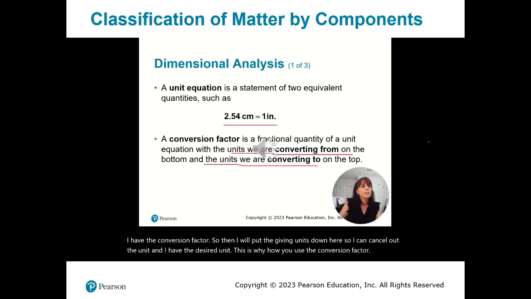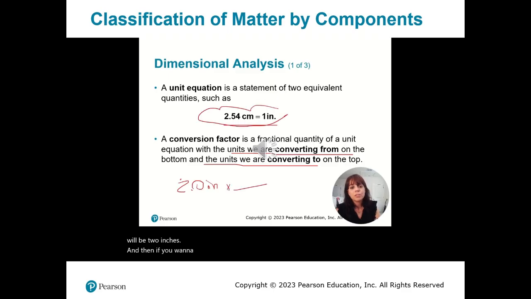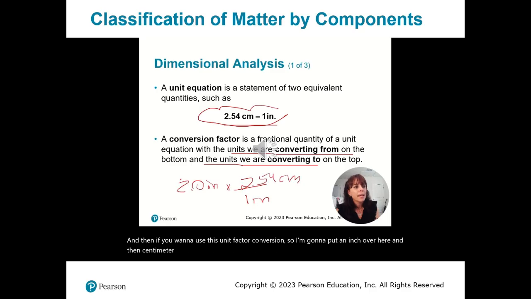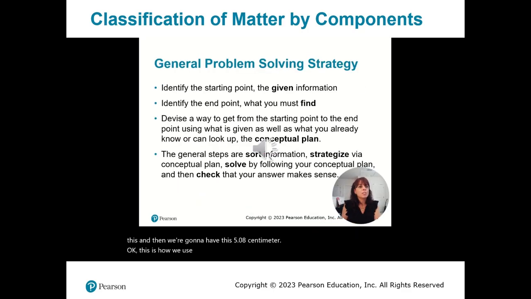In this case over here, imagine if I have 2 inches and I want to convert to centimeters. So the given will be 2 inches. And then if I want to use this unit factor conversion, I'm going to put an inch over here and then centimeter over here. So I can cancel out inch with the inch, and then I will multiply by this. And then we're going to have 5.08 centimeters. Okay? This is how we use a conversion factor.